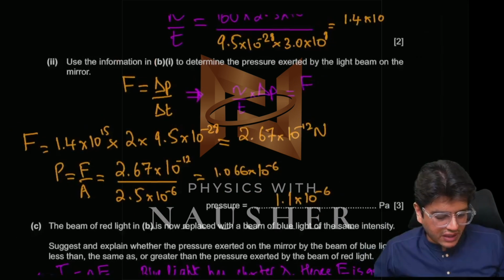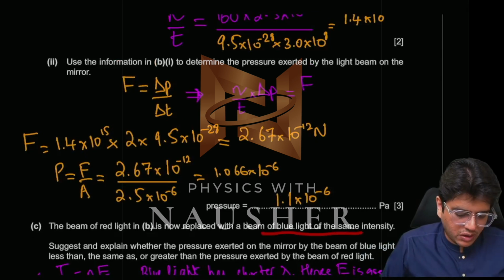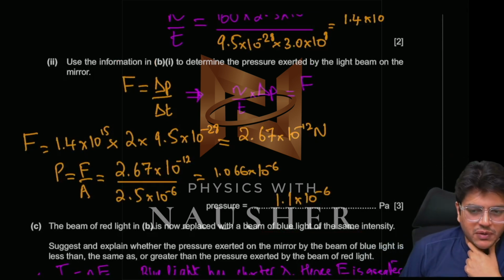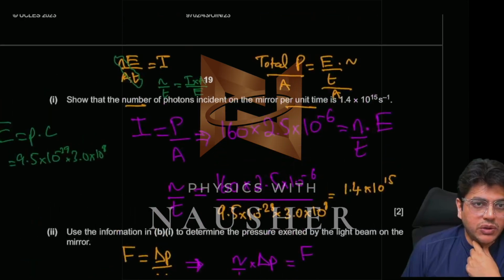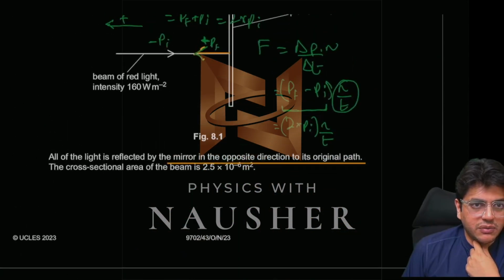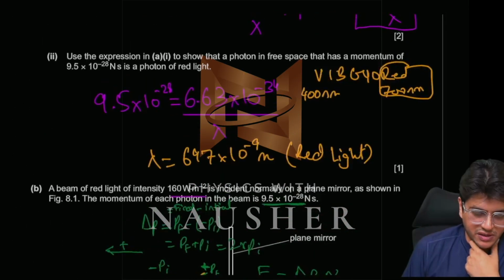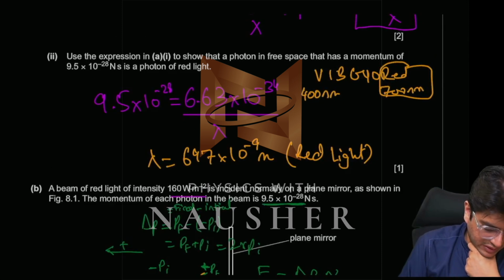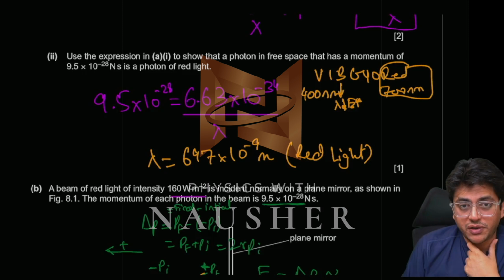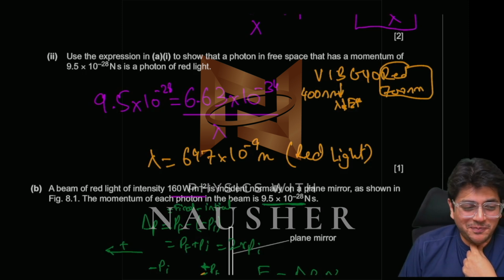The beam of red light is now replaced with a beam of blue light of the same intensity. What's the difference between blue light and red light? Where is it? Here it is. Blue light has a lesser wavelength, so blue light has more energy. But they're saying, very important thing, the intensity is the same.